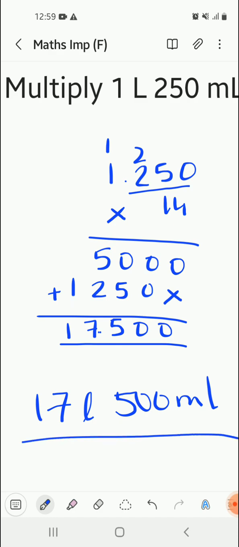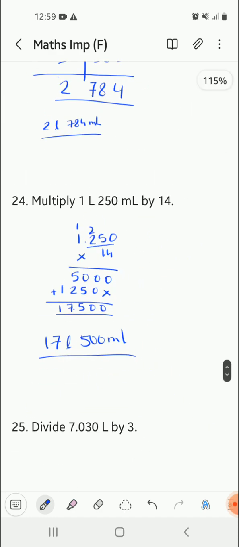Make sure you write the answer in the format the question has been given. The question is given in liter and milliliter, so your answer should also be in liter and milliliter rather than in decimal point. Okay, so keep that in mind.